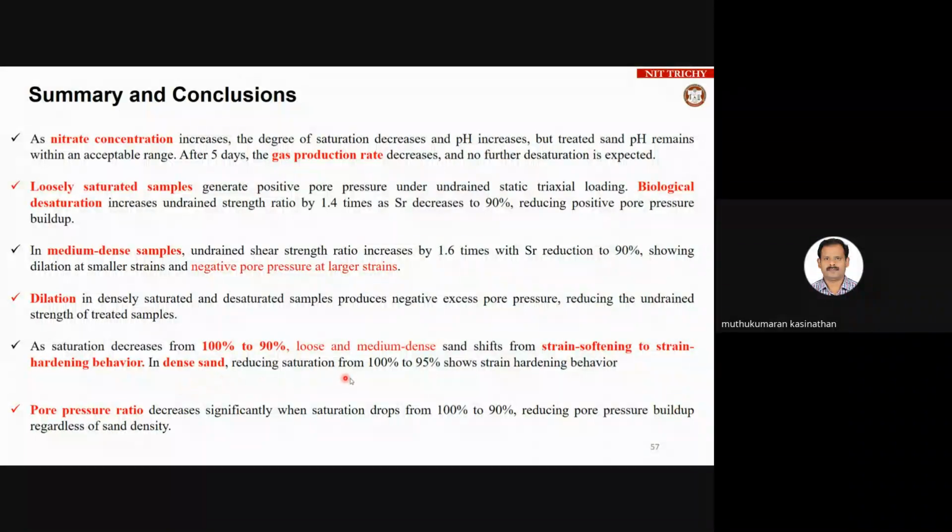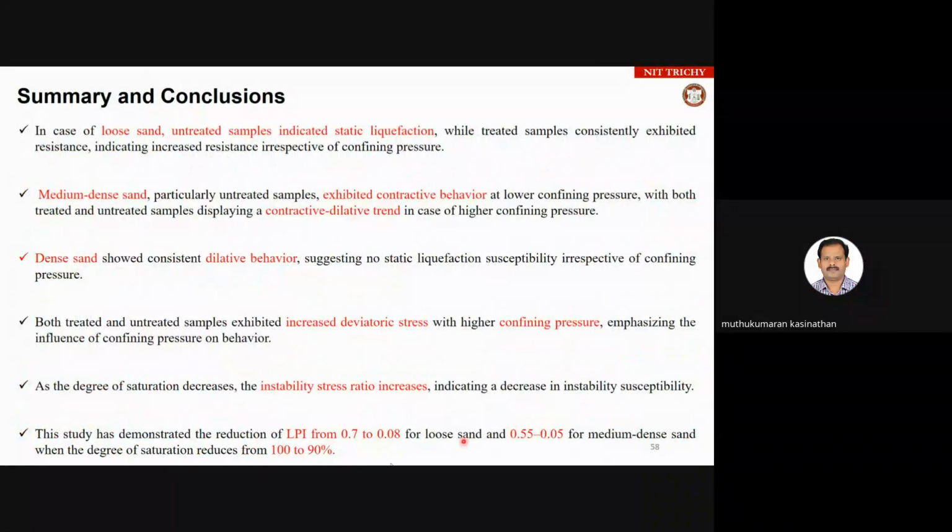In dense sand, with reduction from 100 to 90, strain hardening behavior is observed. The pore pressure ratio decreases significantly when the saturation drops from 100 to 90, reducing pore pressure buildup regardless of sand density. Further, in loose sand, unsaturated sand indicates static liquefaction, and medium sand exhibits contractive behavior and tends to have a dilatancy effect.